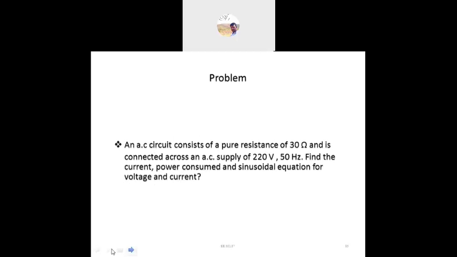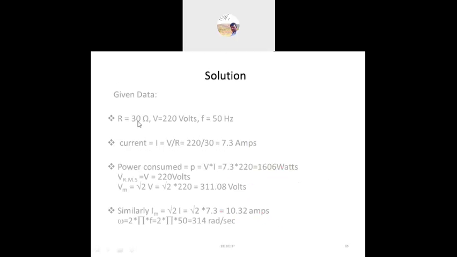So here the AC circuit has a pure resistive load, and it is supplied by the AC supply. The voltage is 220 volts, 50 hertz, and the resistor is 30 ohms. We have to find the current and voltage across the resistor, and the power. You can see the 30 ohm resistor, the voltage supplied, and the frequency.